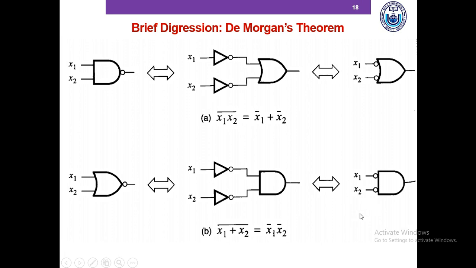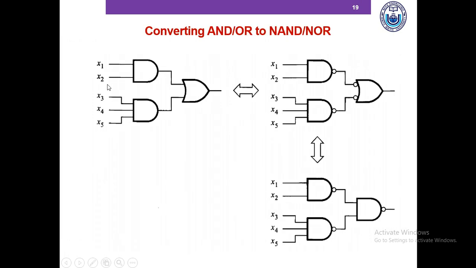So this circuit is telling us that an AND gate with two complemented inputs can be replaced with a NOR gate. So this is the key piece of information we need to remember, that an AND gate with two complemented inputs can be replaced by a NOR gate, and an OR gate with two complemented inputs can be replaced by a NAND gate. So with this information in mind, we can convert a circuit with AND or OR gates to a circuit that contains only NAND or NOR gates.